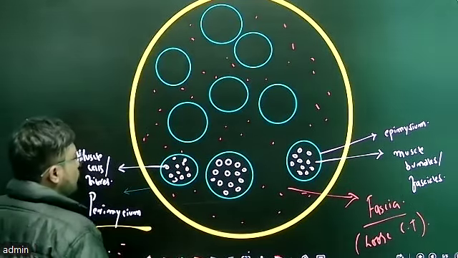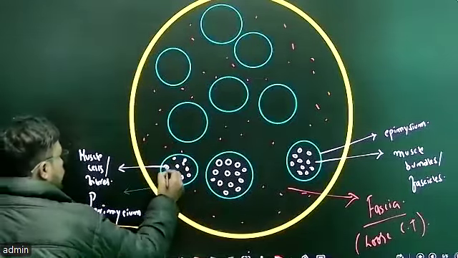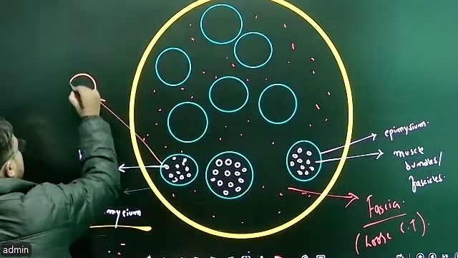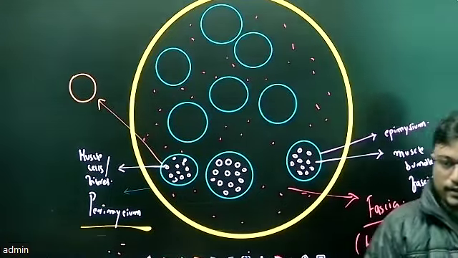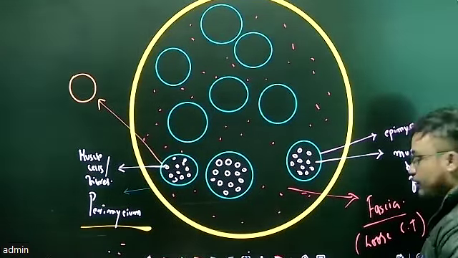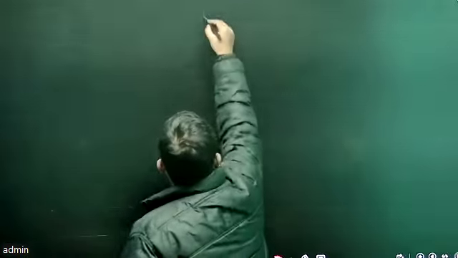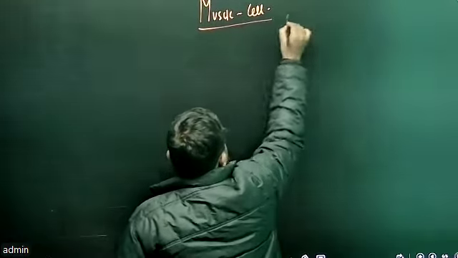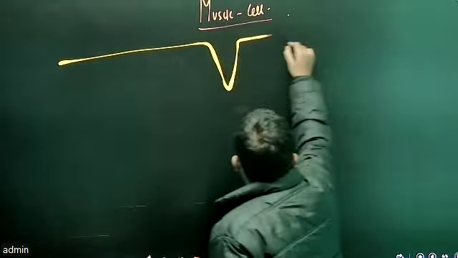Now look at this. Suppose I am zooming into the cell. If we zoom into the cell, then inside the cell we'll see numerous projections and numerous structures that are present. So now let's zoom into the cell. Everybody written? Give the heading muscle cell, also called muscle fibers.